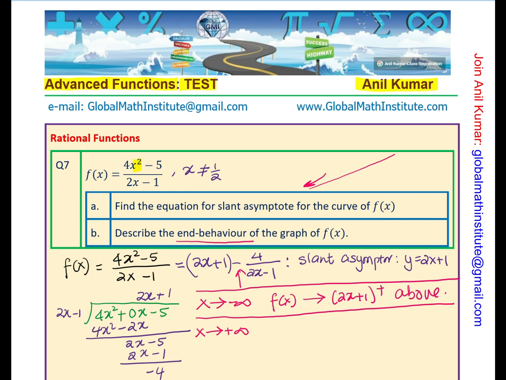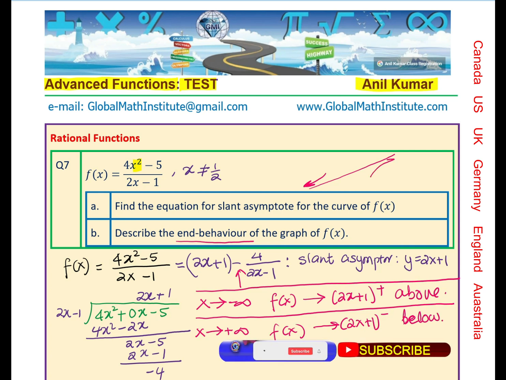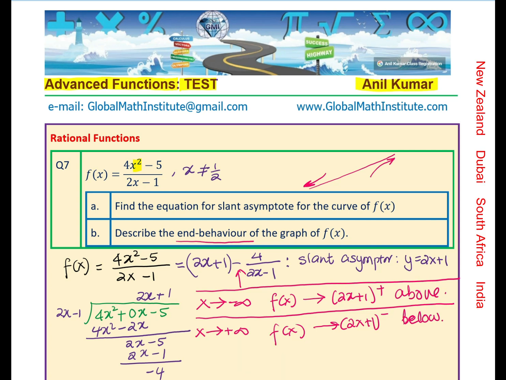And if we put a large positive value, let's say 1000, then this will be minus 4 over a positive value. So f of x will approach 2x plus 1 from below, right? So we say minus means below. So this will be kind of approaching like this. It makes sense, right? So that is how the function graph will be approaching the asymptote at a very large value, whether it is positive or negative infinity.